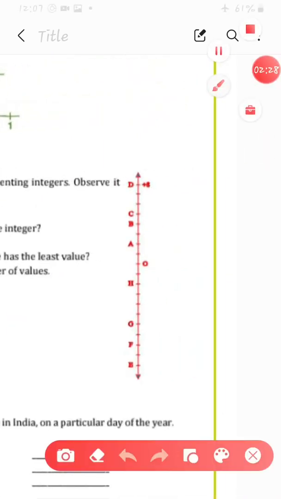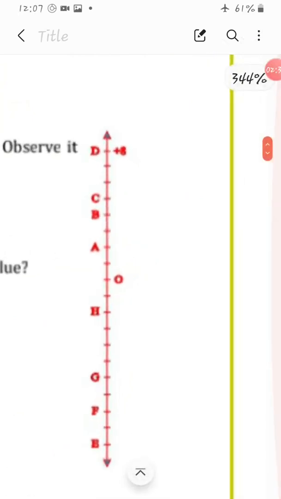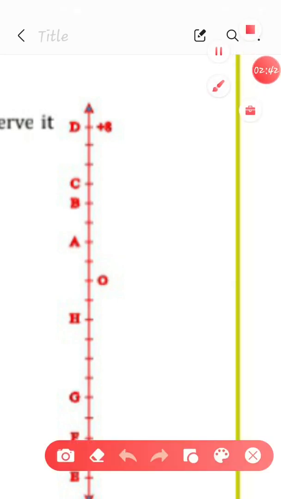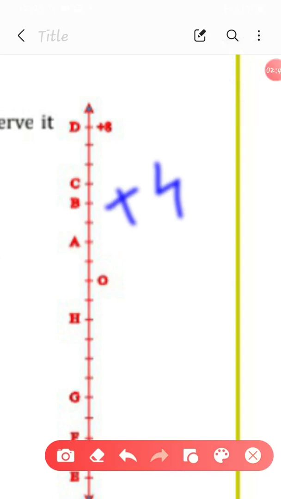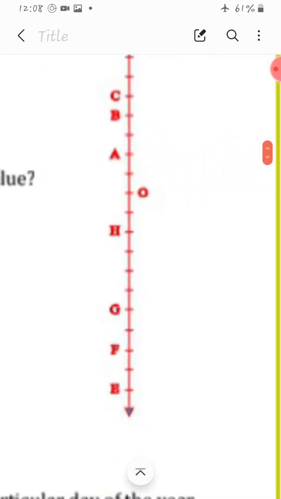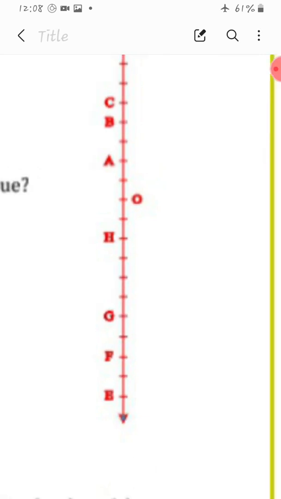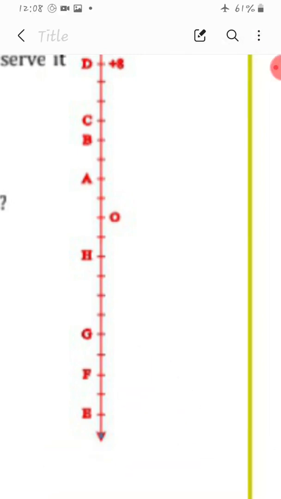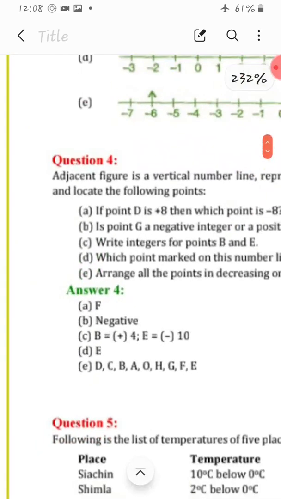See, B will be what? We have discussed it before: plus 8, plus 7, plus 6, plus 5. B will be plus 4. And again they have asked what E will be. E is at the last. Since 0 is there, and F we understood is minus 8, then minus 9, minus 10. Yes, so E will be minus 10.